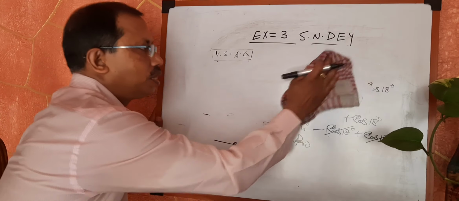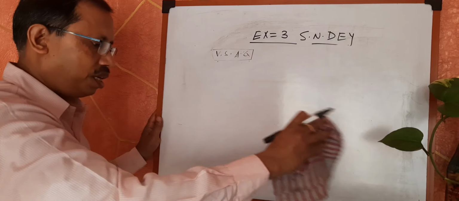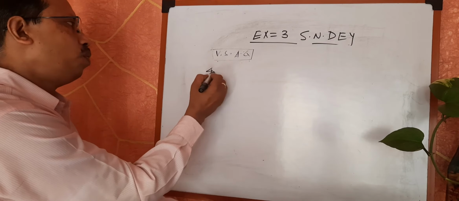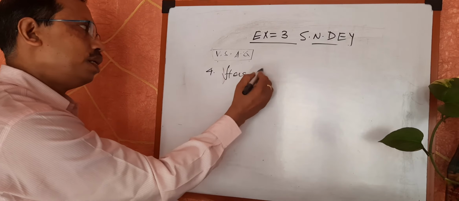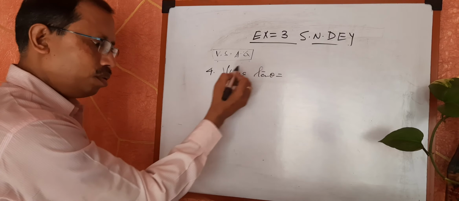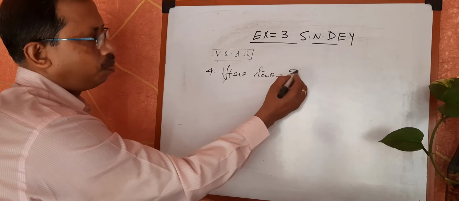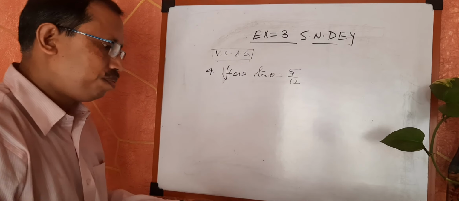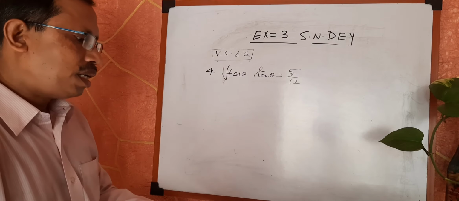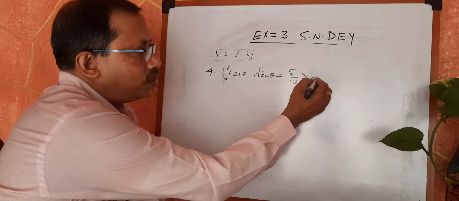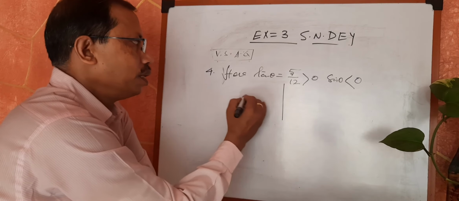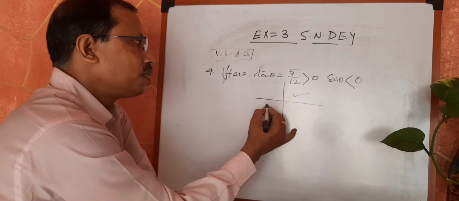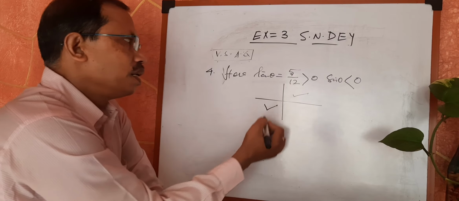Very short answer type. Last question, number 4. Here it is given that tan θ equals 5 by 12, and sin θ is less than 0. Let us see, tan θ is positive in the first or third quadrant.